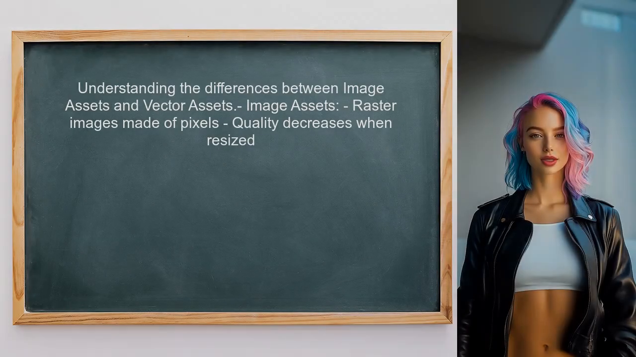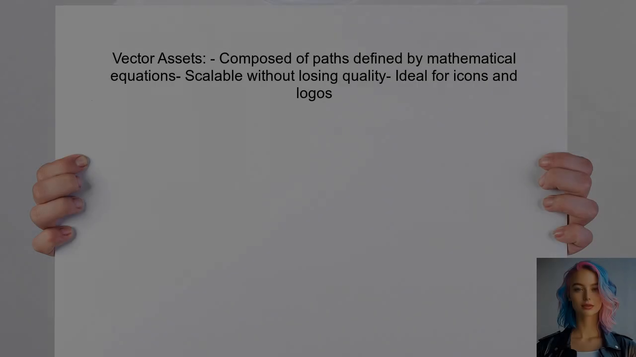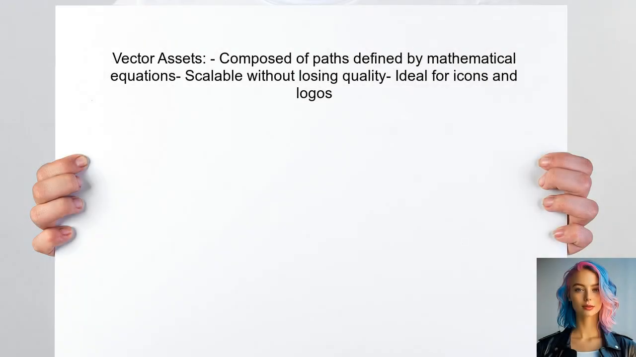To begin understanding the differences between image assets and vector assets, the user should know that image assets are typically raster images. These images are made up of pixels and can lose quality when resized. On the other hand, vector assets are composed of paths defined by mathematical equations. This means they can be scaled to any size without losing quality, making them ideal for icons and logos.